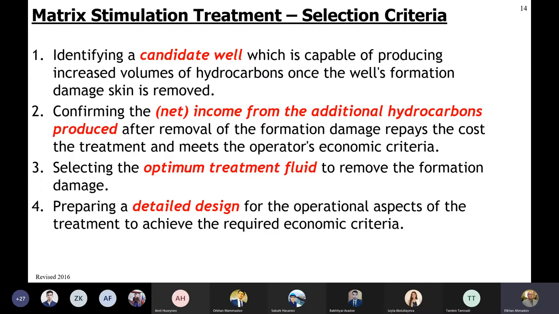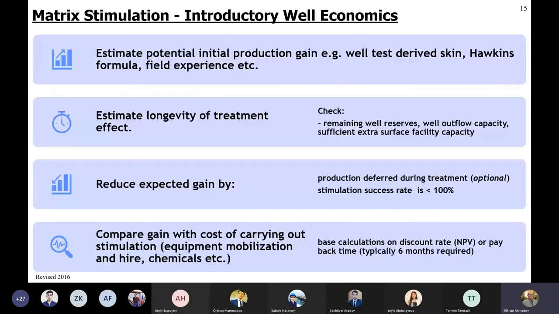So therefore, first we have to estimate the potential of the production, how much we are going to get. For that, we have to first identify and evaluate what the damage is, what the skin is, what the current flow efficiency is, and as a result of the stimulation, how much increase in productivity we can expect.